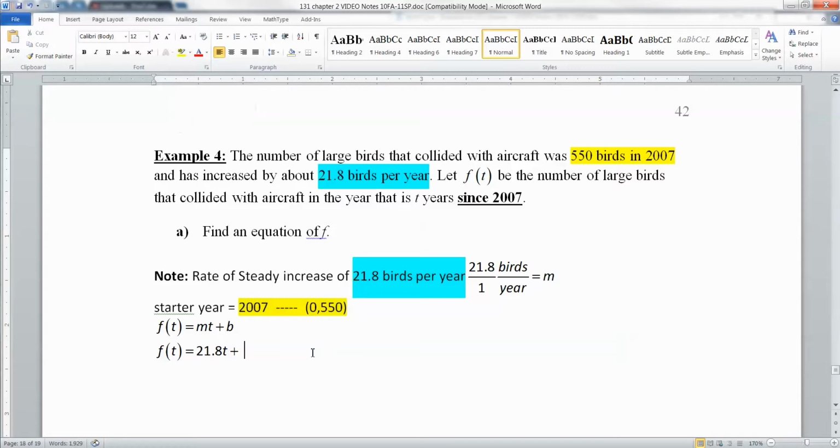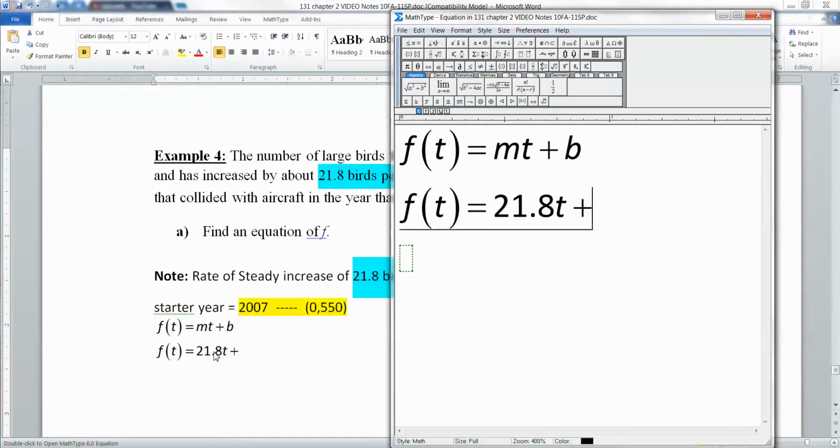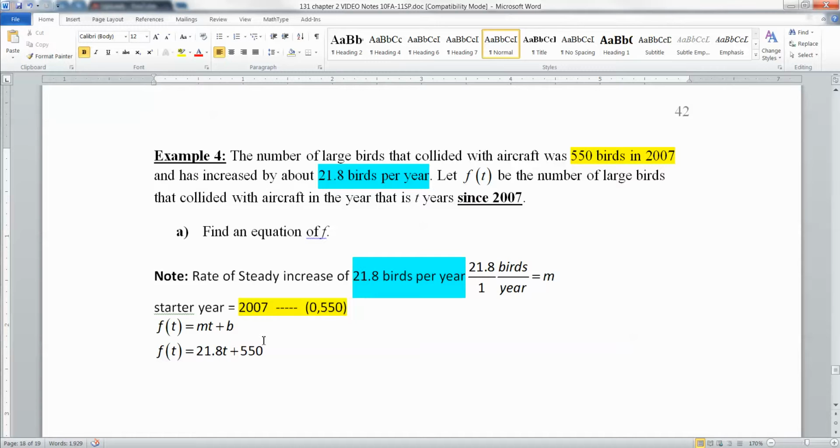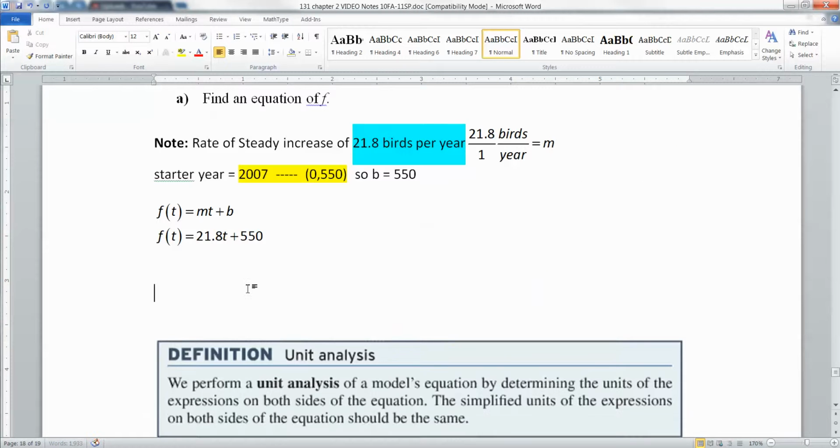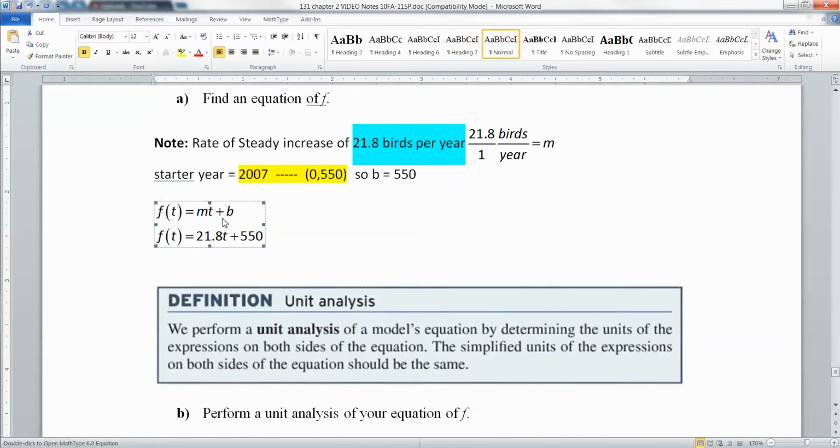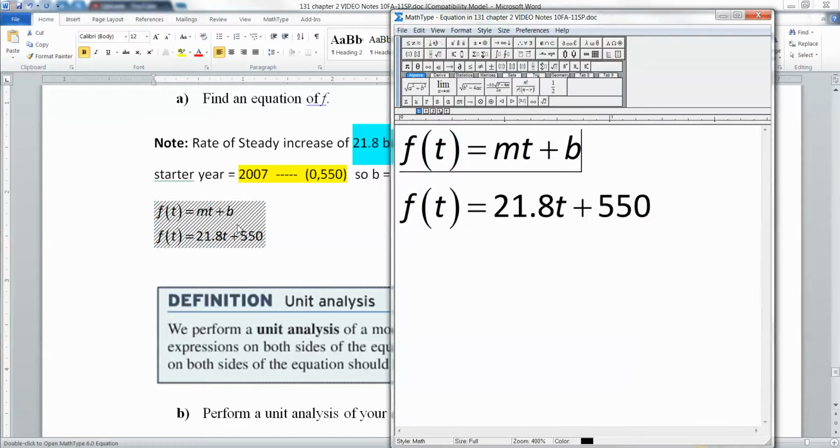And between the two of them, you've got what you need, because it must be plus 550. Remember that the y-intercept, that b value, is what happens when x is 0. So b is equal to 550, right? Because your y-intercept is what happens when x, or in this case t, is 0. So there's your answer.